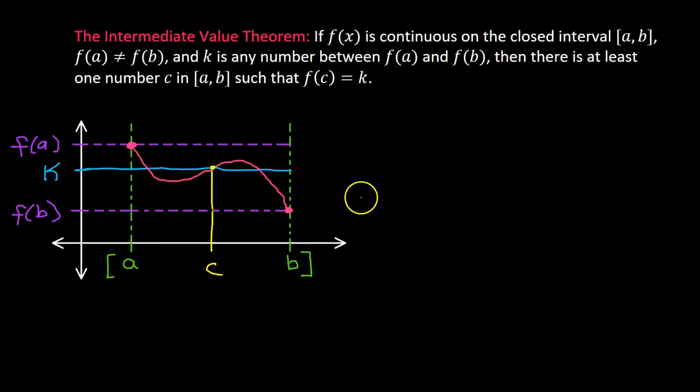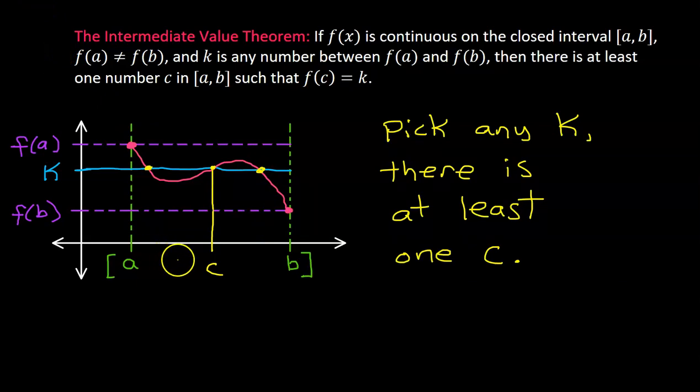Notice that the intermediate value theorem does not tell me what the c value is. It just tells me that at least one exists. Also, it doesn't tell me how many c values there are that will correspond to the k that I pick. In this case, if I pick the k value right here, there happen to be 3 c values that correspond to it. But the intermediate value theorem does not tell me that.